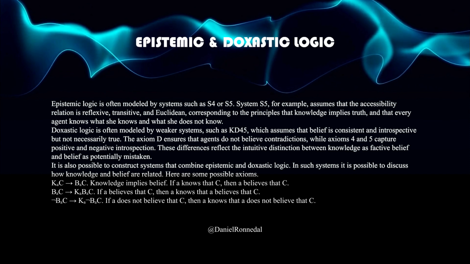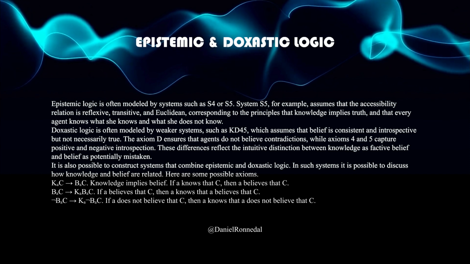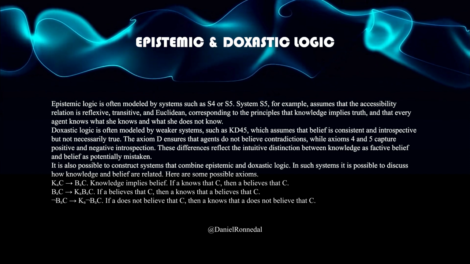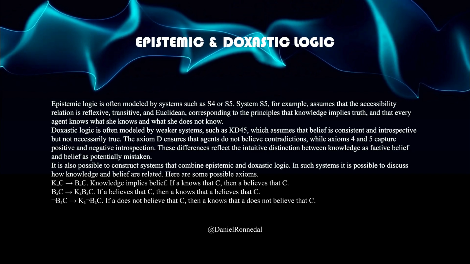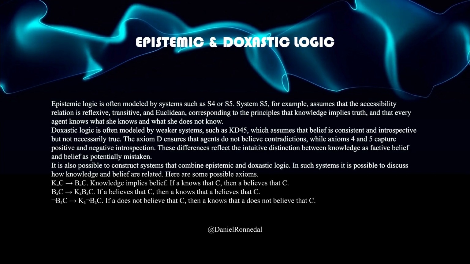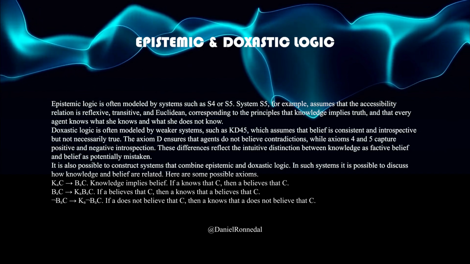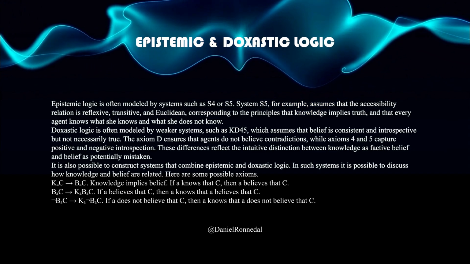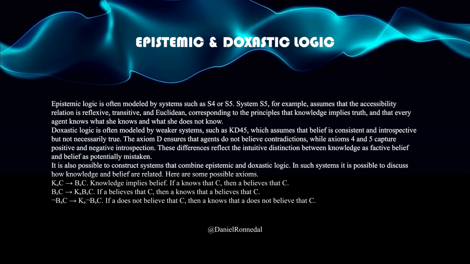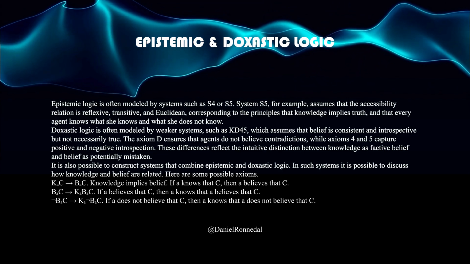It is also possible to construct systems that combine epistemic and doxastic logic. In such systems, it is possible to discuss how knowledge and belief are related. Here are some possible axioms. K, A, C implies B, A, C. Knowledge implies belief. If A knows that C, then A believes that C.